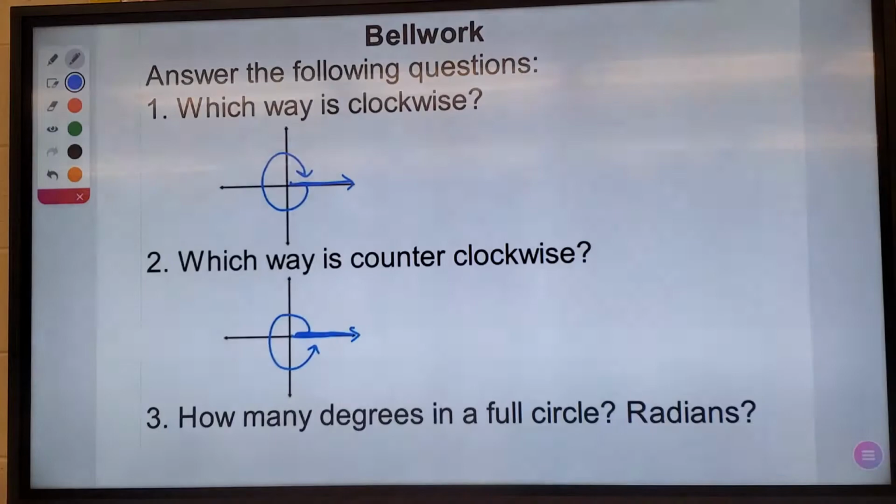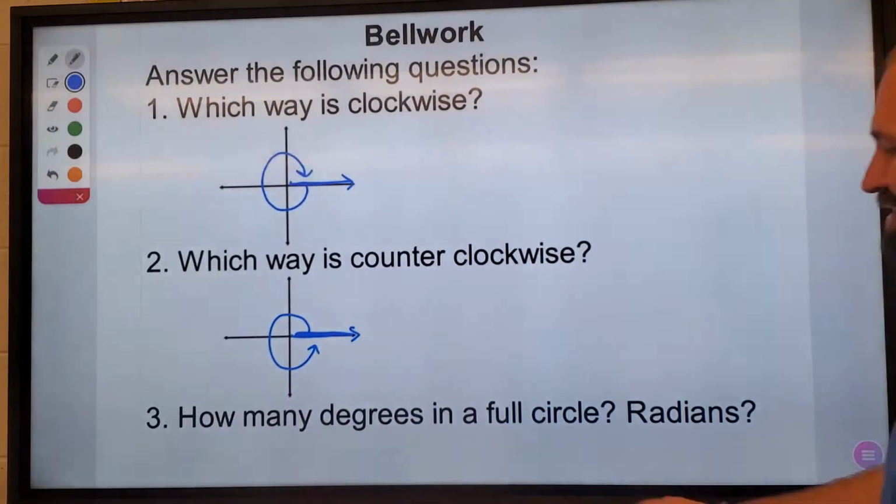Okay. Number 3, the first part of number 3 should be fairly easy because you've talked about this a significant amount of times in the years past. However, the second part there is probably a new concept to most of you, if not all of you. Okay, so how many degrees in a full circle? There are 360 degrees.